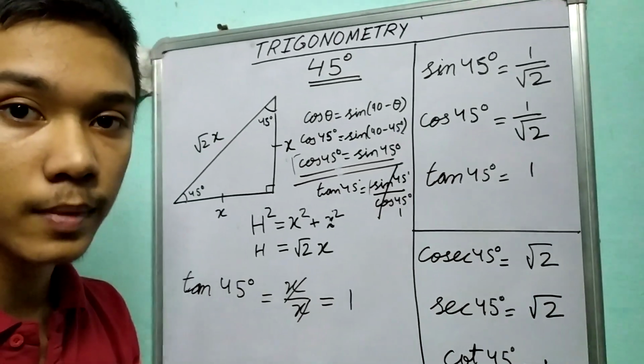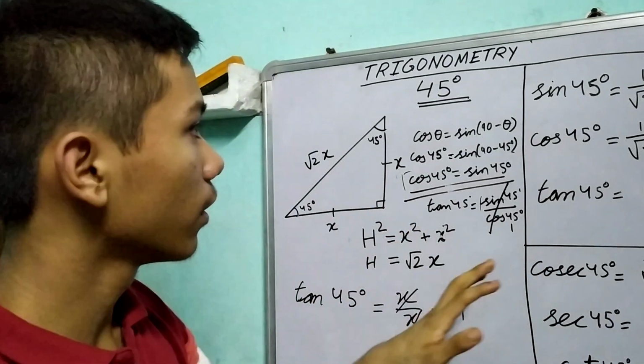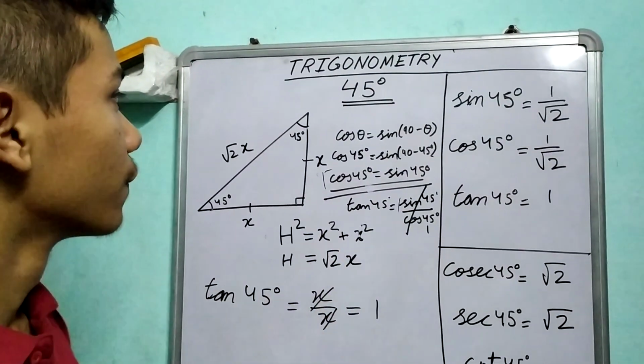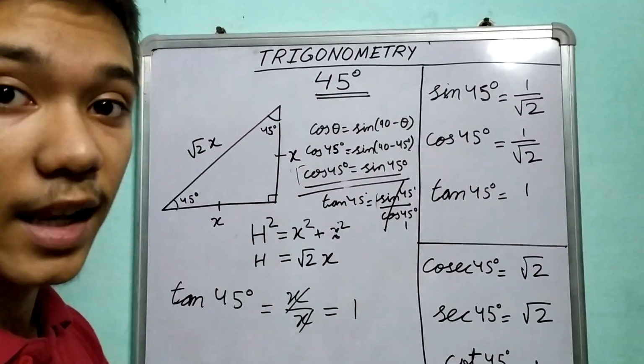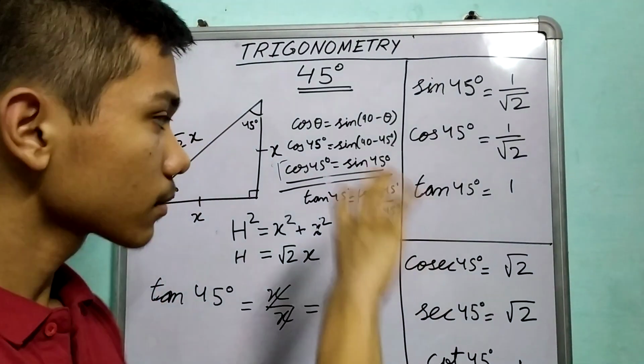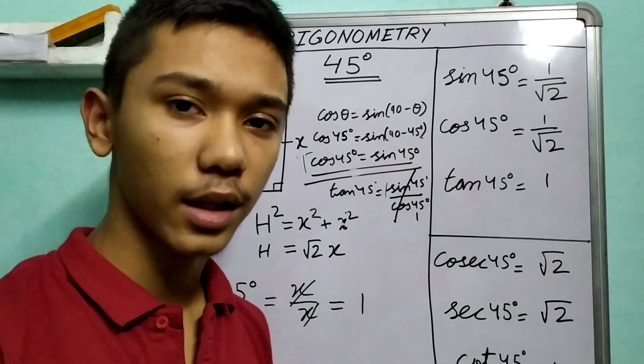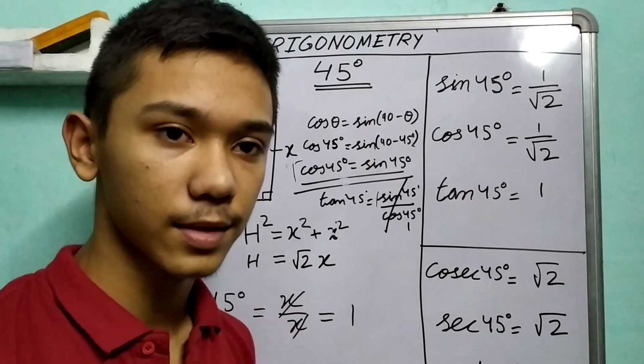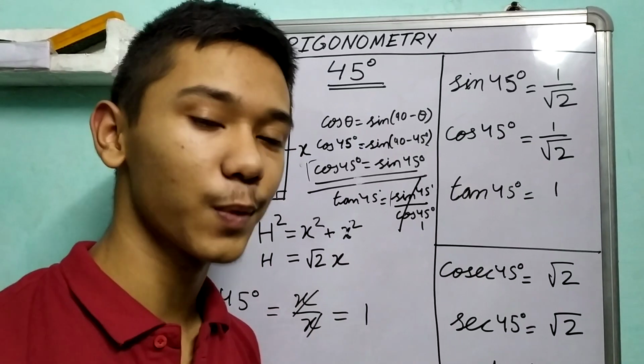Now in this video, we have proved the values of our trigonometric ratios for 45 degrees. In the next video, we will prove other values of trigonometric ratios for two very special angles. Which angles? We'll meet in the next video and we'll see.